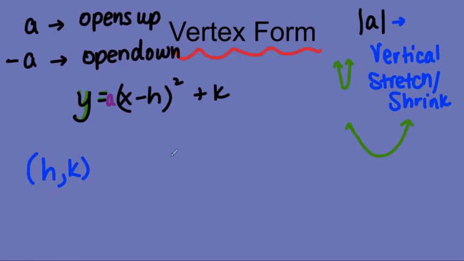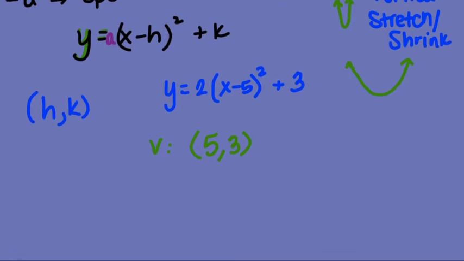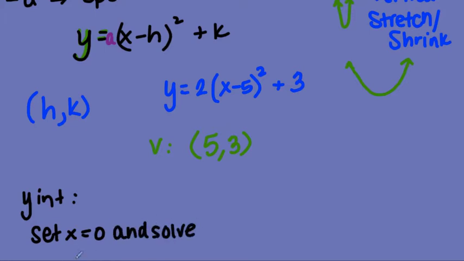All right, so if I gave you y equals 2 times (x minus 5) squared plus 3, then yes, I can see the constants 5 and 3 as my vertex. Now, to get the y-intercept, though, it's a little bit different, remember. So if I want to find the y-intercept in vertex form, I have to set x equal to 0 and solve for y. The y-intercept is not k, like the other equation. Remember, (h, k) is your vertex.